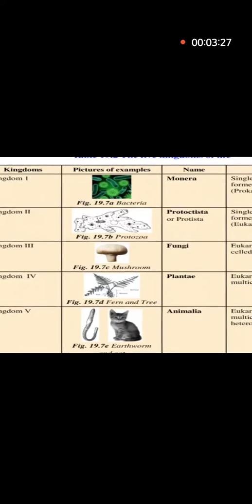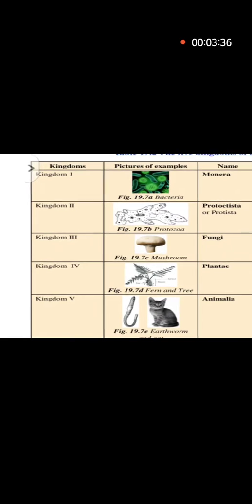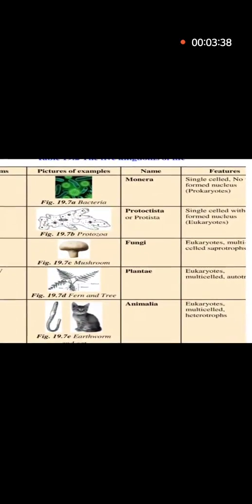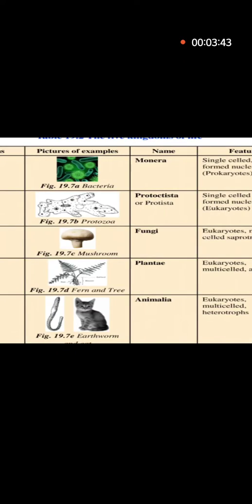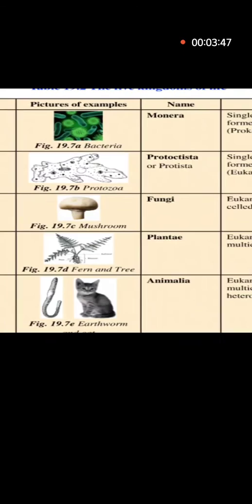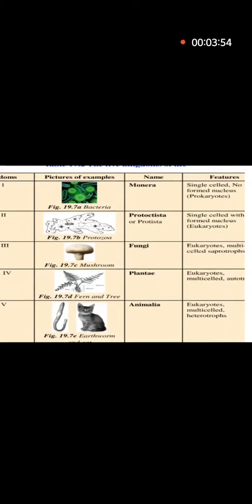According to the three domains of classification, all the living organisms in biology are classified under various kingdoms, and there are 5 kingdoms of life. Kingdom 1 refers to Monera, Kingdom 2 Protista, Kingdom 3 Fungi, Kingdom 4 Plantae and Kingdom 5 Animalia. As we can see in the picture, let us study the characteristics of each one.